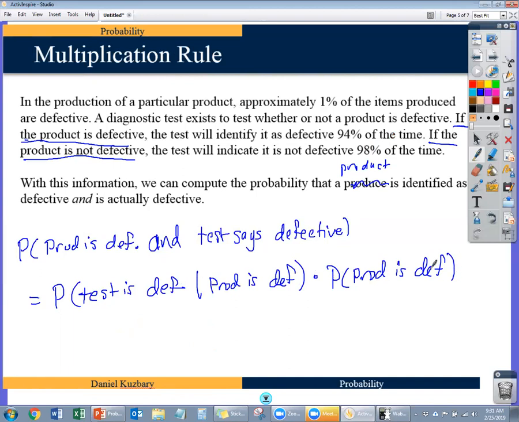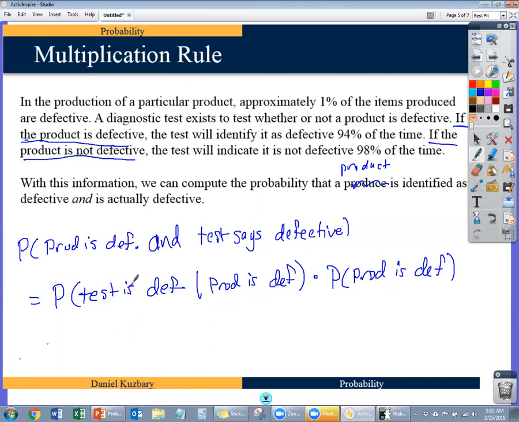So I can do that. The way you know you're doing the multiplication rule right is the given part should be the same as the second probability, the one that's all by itself. So if you get those switched up, you've done the multiplication rule wrong. So I want to find the chance the test is defective given the product is defective, which I think is given to me.